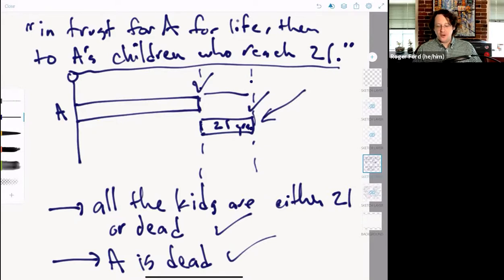Because just like we will know within 21 years of A's death which kid was the first to reach 21, we'll know for certain all the kids who reached 21 by that point. Now, if it was like 25, then we wouldn't necessarily know for sure, right?